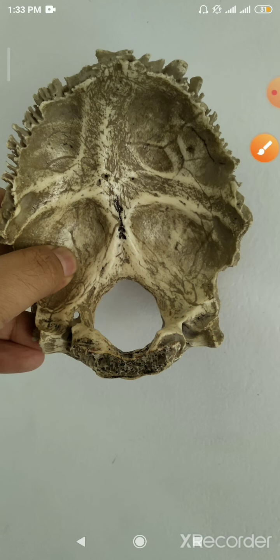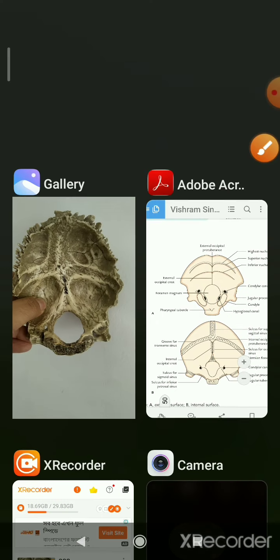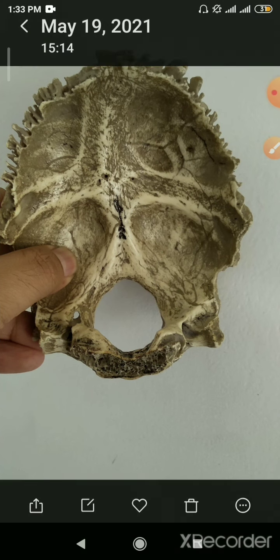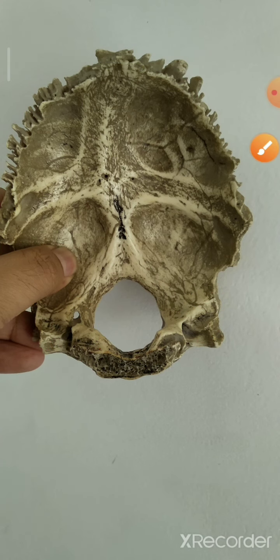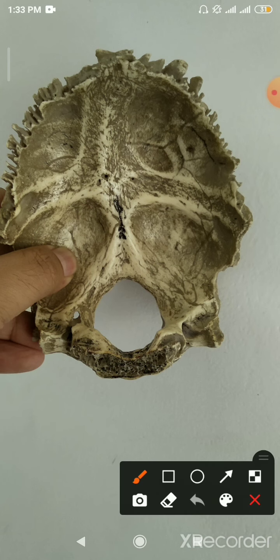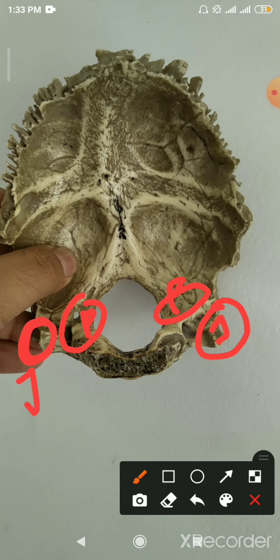Now come to the condylar parts. These are the condylar portions of the occipital bone. Each condylar part consists of two parts. One is the condylar part proper and another one is the jugular process. So look at that, this is the condylar part proper and this is known as the jugular process. Condylar part proper and the extended part is the jugular process.